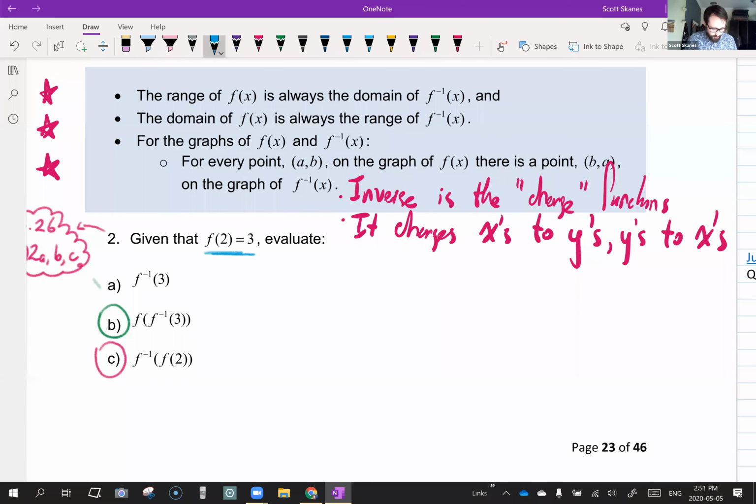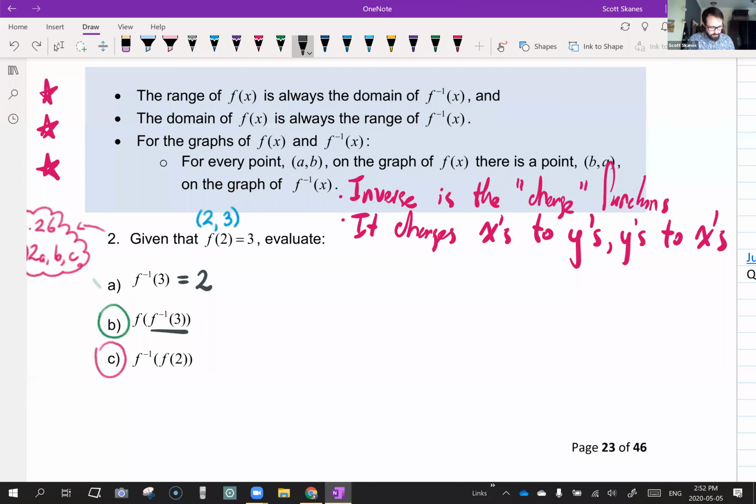Given that this is true, let me write this in plain English. Given that when x is 2, y is 3, evaluate the inverse of the function when x is 3. Well, the answer is very simple. It gives back the number 2. The reason is that it switches the values. x used to give a 3. The inverse function, instead of taking a 2 and giving a 3, will take a 3 and give back a 2. That's the idea. So let me do another example.